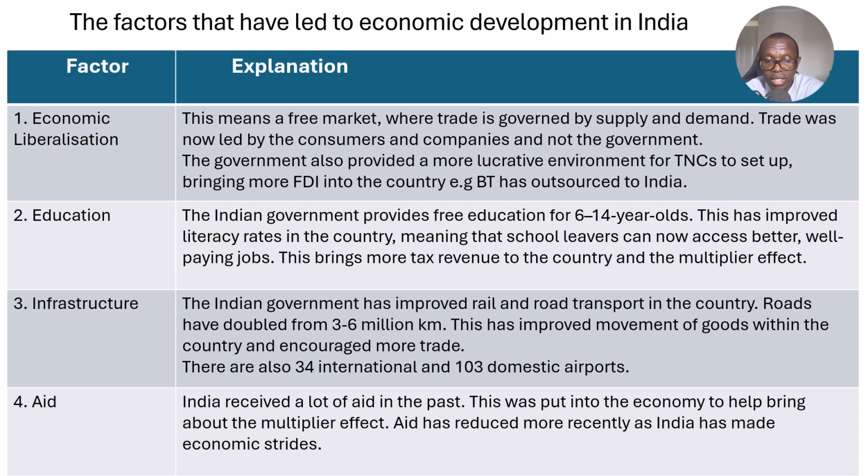The last factor is aid. Now, aid obviously is help in the form of money or personnel that is given by other countries. And in the past, India received a lot of aid from other countries. This was obviously invested into the economy to help bring about the multiplier effect. However, aid in the recent past has reduced in India, but it still did help India in the past to make a lot of economic strides.